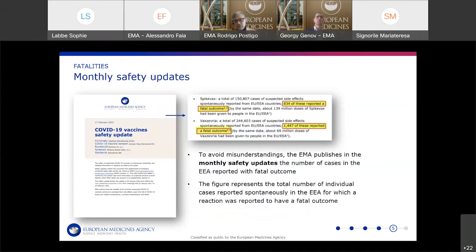So in order to avoid misunderstandings, the EMA publishes in the monthly safety updates the number of cases in the EEA reported with fatal outcome. And this is because we have seen, as I mentioned before, different misunderstandings when counting the cases, especially adding the cases for the different reaction groups, coming up with numbers that had nothing to do with the reality. So we publish there in the monthly safety updates the numbers up to a certain point in time that would be referred to in the publications, and you can see there the figures that represent the total number of individual cases reported spontaneously in the European Economic Area for which a reaction was reported to have a fatal outcome.